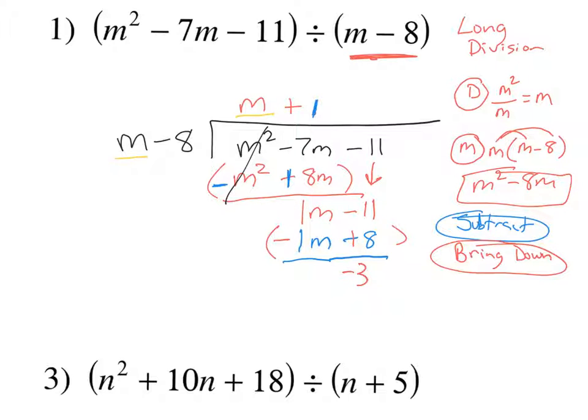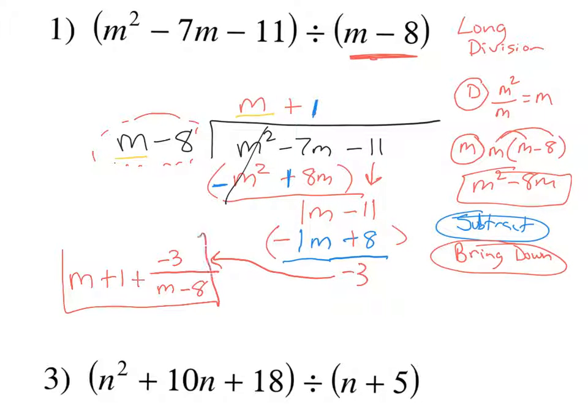So our final answer, let's make sure we know how to write it correctly. Our final answer is m plus 1. Notice it was a negative 3, so I'm going to put plus, this was our remainder, negative 3. Whatever number you have as a remainder goes on top, and this divisor right here is always on the bottom if you have a remainder. So this is our answer when we use long division.